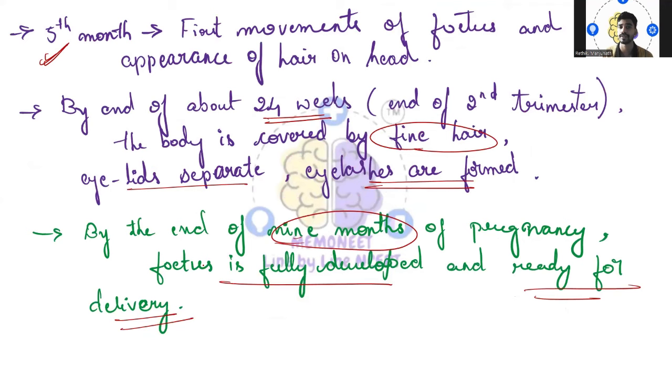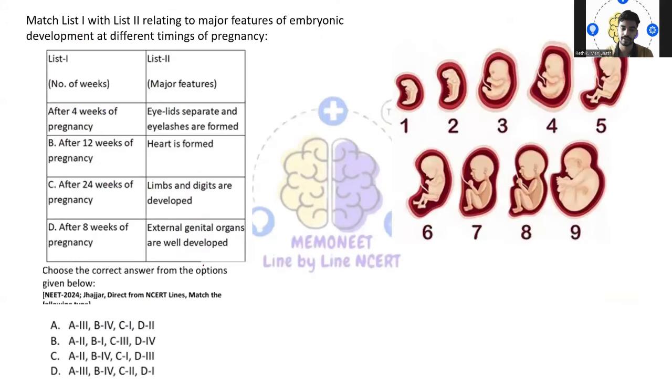Then in the fifth month, the first movement of the fetus and appearance of hair on the head are observed. By the end of the 24th week, the second trimester, the body is covered by fine hairs, eyelids are separated, and eyelashes are formed. By the end of the 9th month, the fetus is fully developed and ready for delivery. So these are the major changes that we are going to see during embryonic development. This question was actually asked in 2024, quite recent.